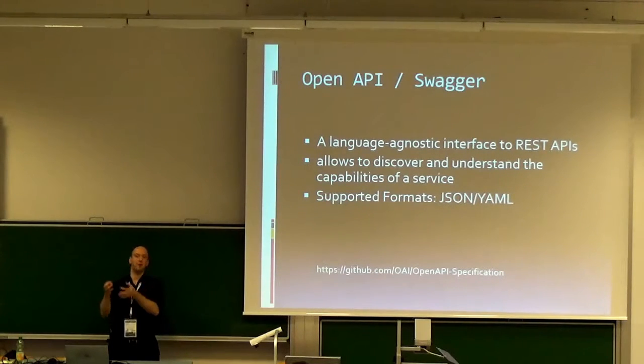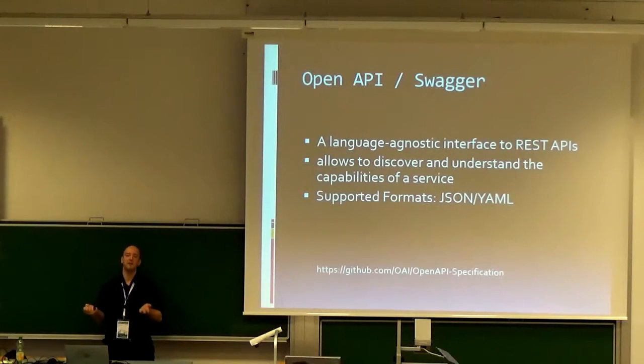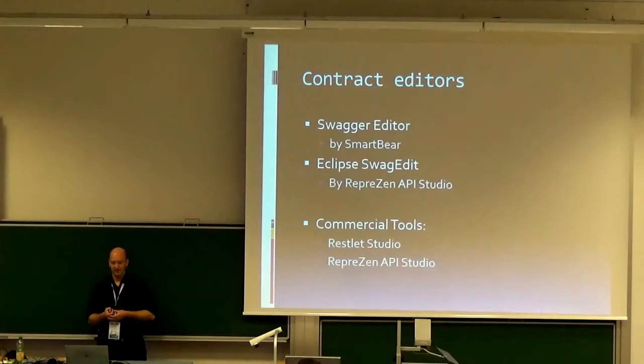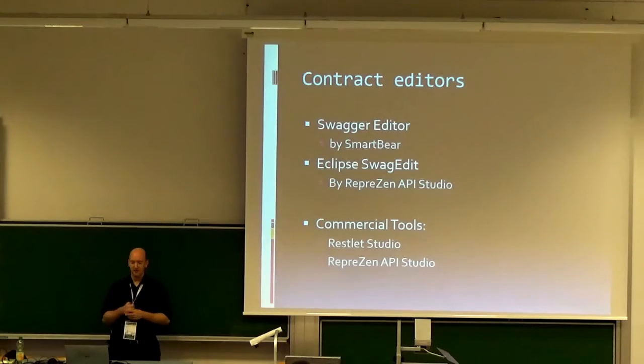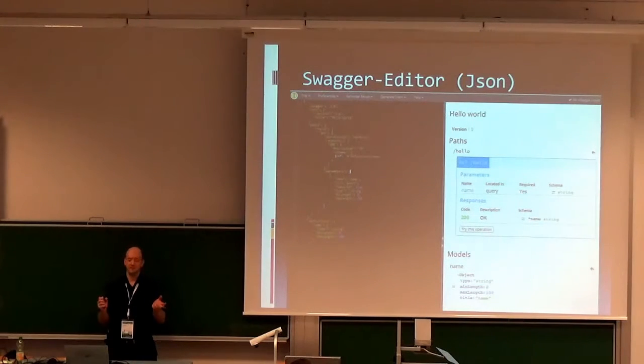You simply look at the contract to see what is provided by the service, and it's more human readable than XML, for instance. The supported formats are JSON and YAML. The current contract editors are Swagger Editor, which is run by SmartBear, and Eclipse's SwagEdit, which is a fork of the Represent API Studio. And we have commercial tools as well, such as REST Studio or the Represent API Studio.